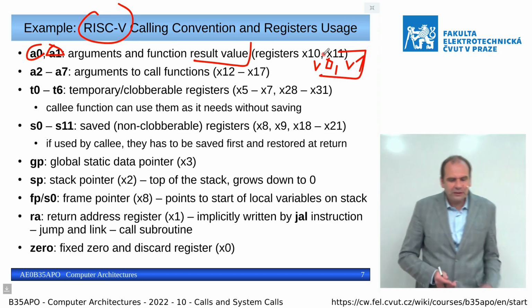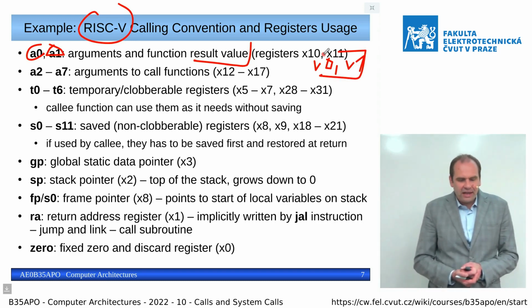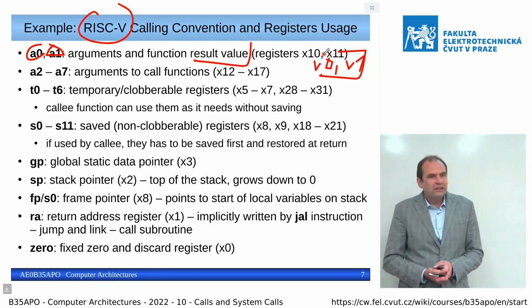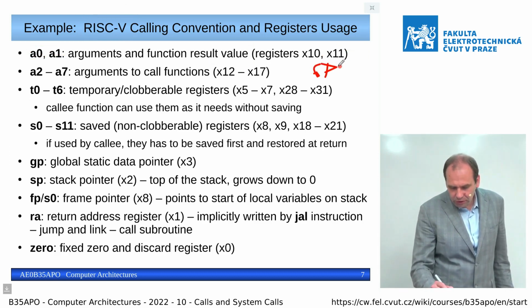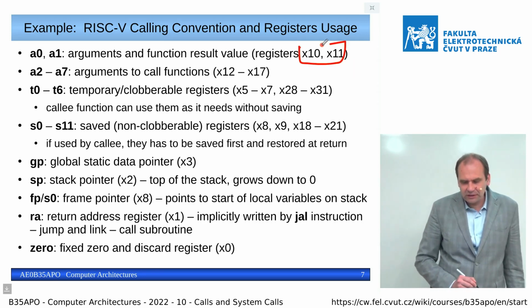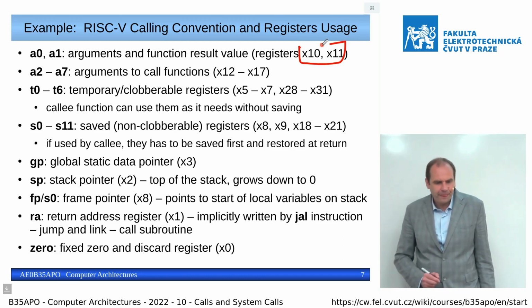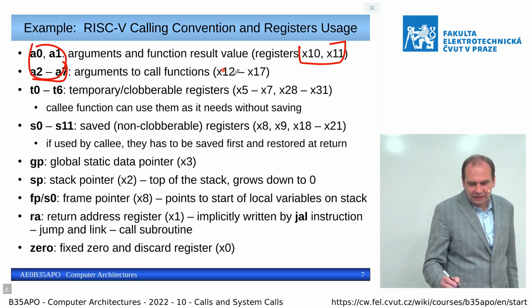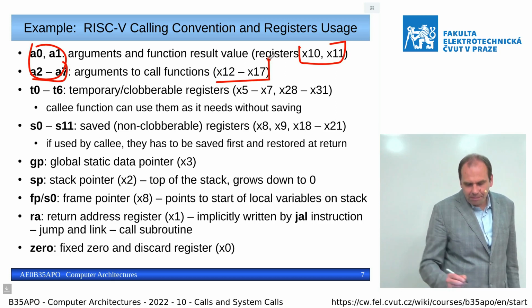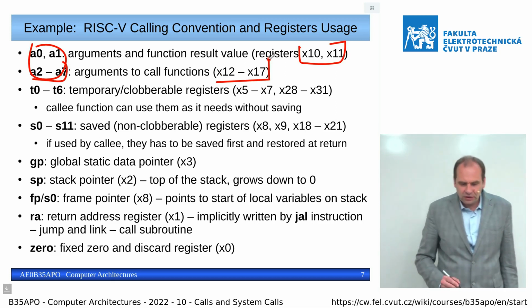And if we speak about those A and V and T registers and so on, they are in fact only aliases to the registers in the general purpose register file. So in the case of RISC-V, it is registers X10 and X11. Then there are, together, up to 8 arguments which can be passed in the registers. So they are passed in those additional registers.